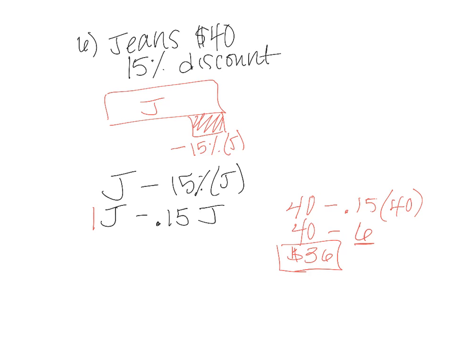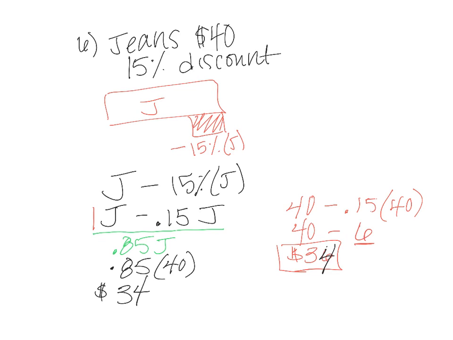discount. Or I can come back over here and I can say I'm going to combine my like terms. And 1 minus 0.15 is really 0.85. So I really have 0.85 times jeans. So I can take that 0.85 and multiply it by the $40 jeans. And 0.85 times $40 is $34. And I just realized I subtracted wrong over here. 40 minus 6 is 34. Okay, so you can do it either way.